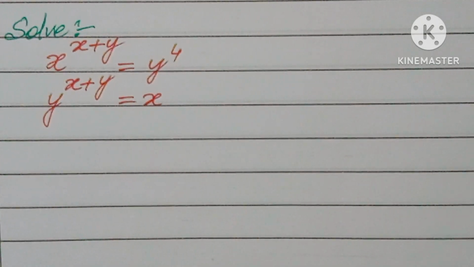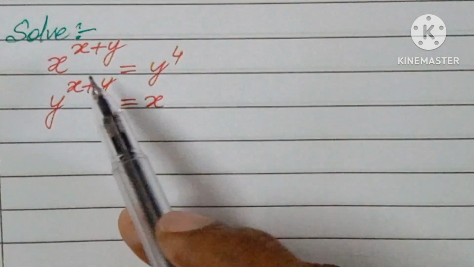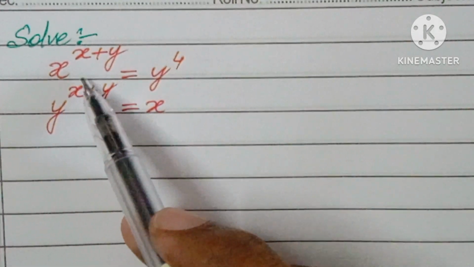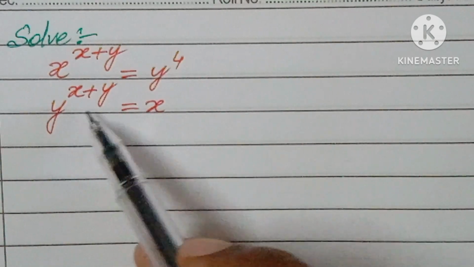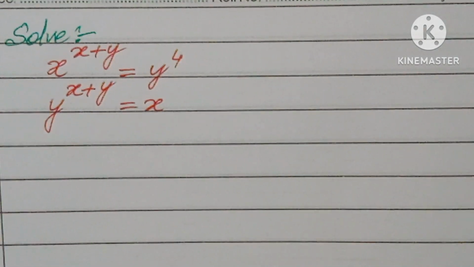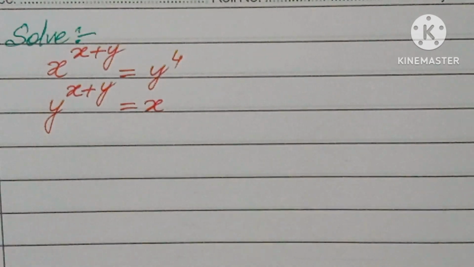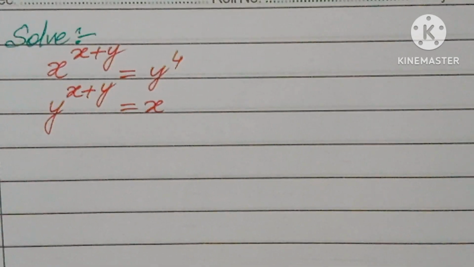Today we are looking at an Olympiad problem. The question is: solve x to the power of x plus y equals y to the power of 4, and y to the power of x plus y is equal to x. As you are going to solve this problem, pause the video for 10 seconds and try it.